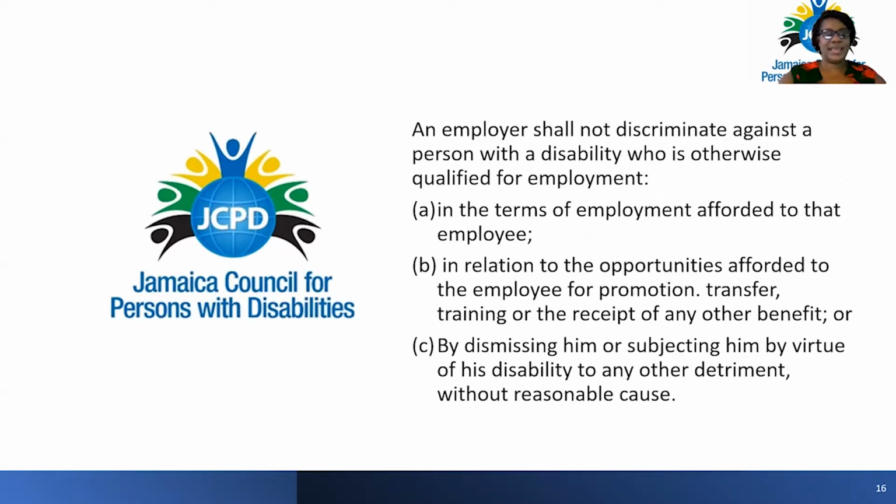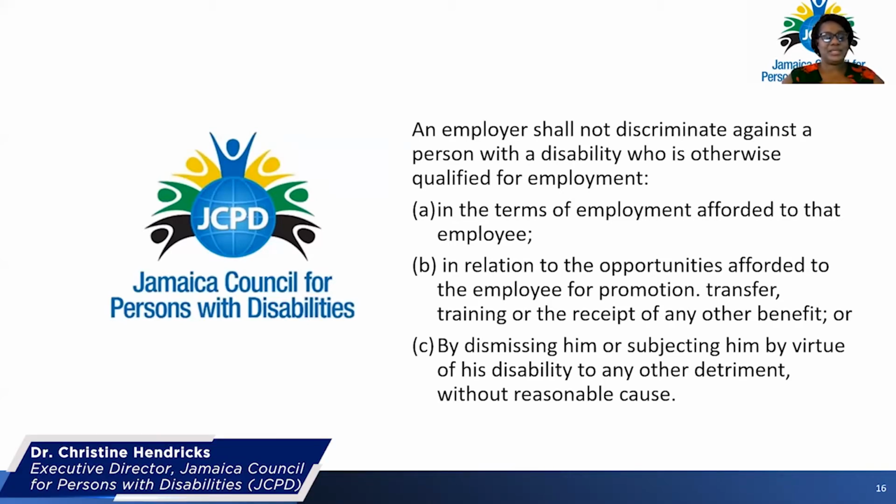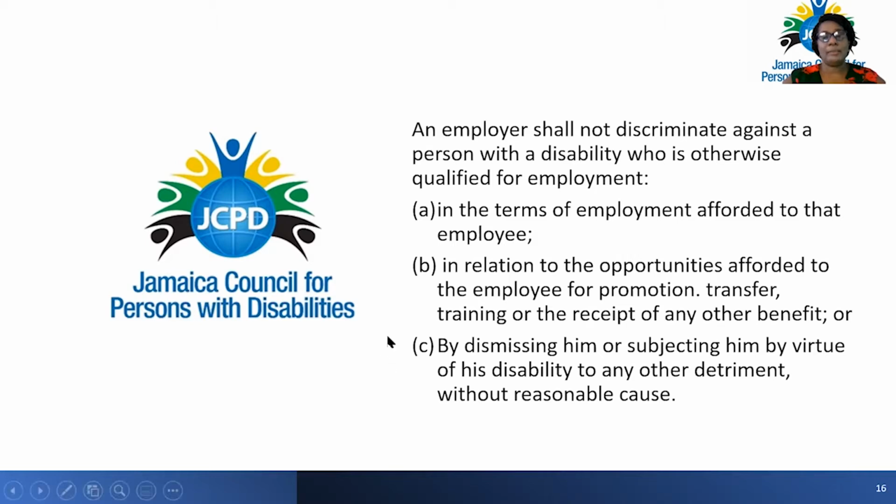So Section 29 of the Disabilities Act speaks to the aspect of employment. And it states that an employer shall not discriminate against a person with a disability who is otherwise qualified for employment in terms of the employment afforded to that employee, in relation to the opportunities afforded to the employee for promotion, transfer, training, or the receipt of any other benefit, or by dismissing the person because of his disability, or subjecting him by virtue of his disability to any other detriment without reasonable cause.